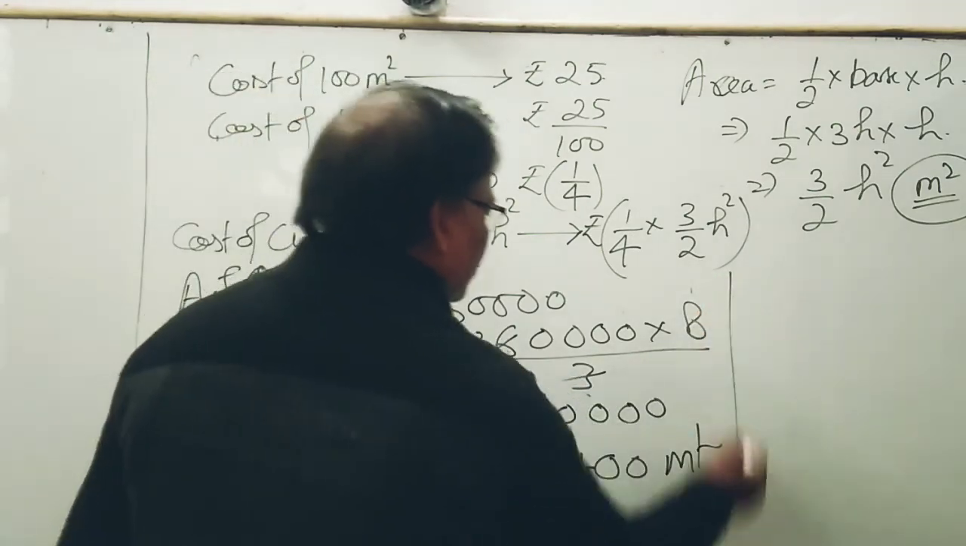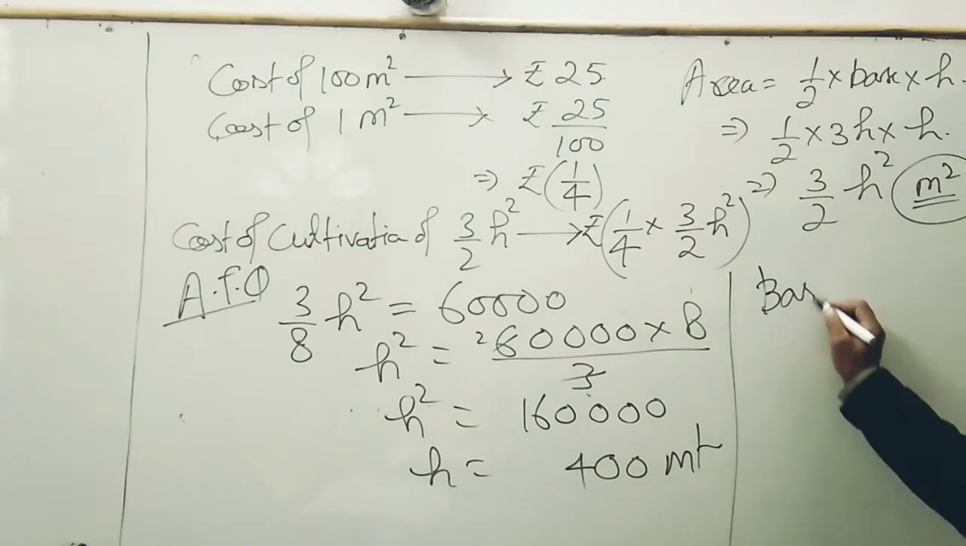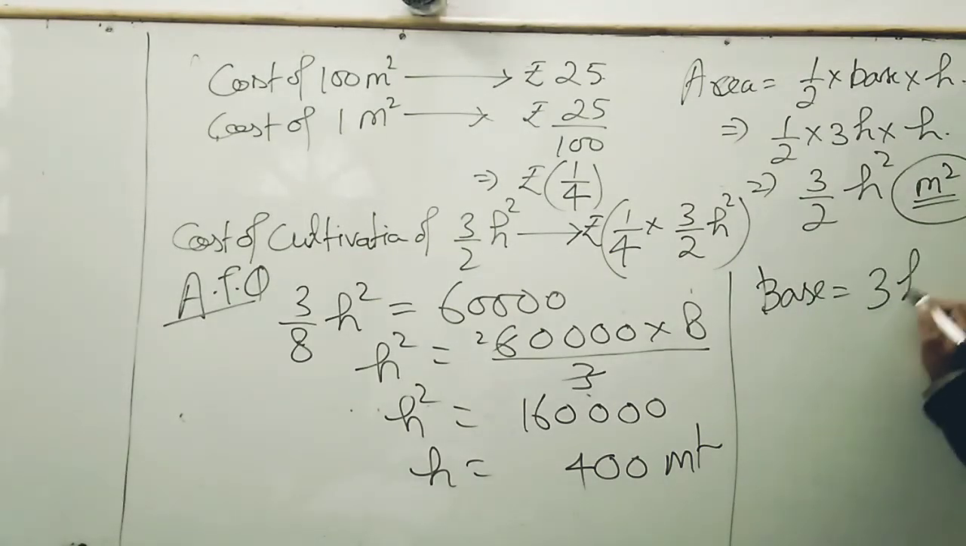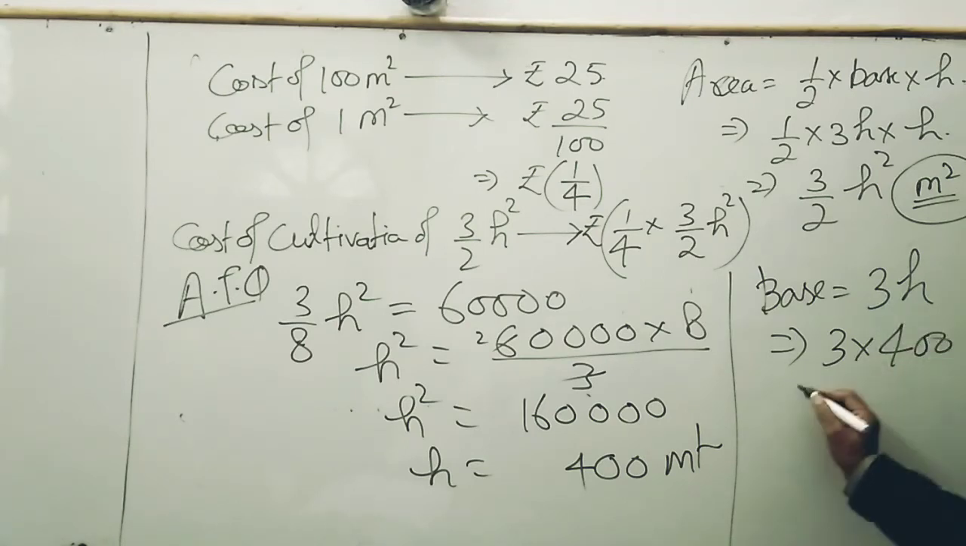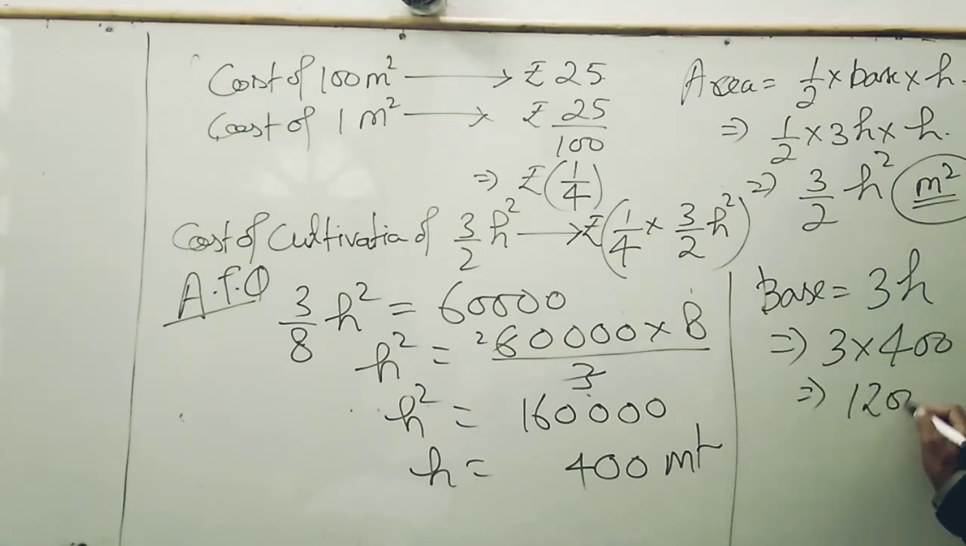So what is the base? Base is equal to कितना था? 3 into its 400, into 3. तो 3 into 400 is equal to 1200 meter. This is the base of the triangle.